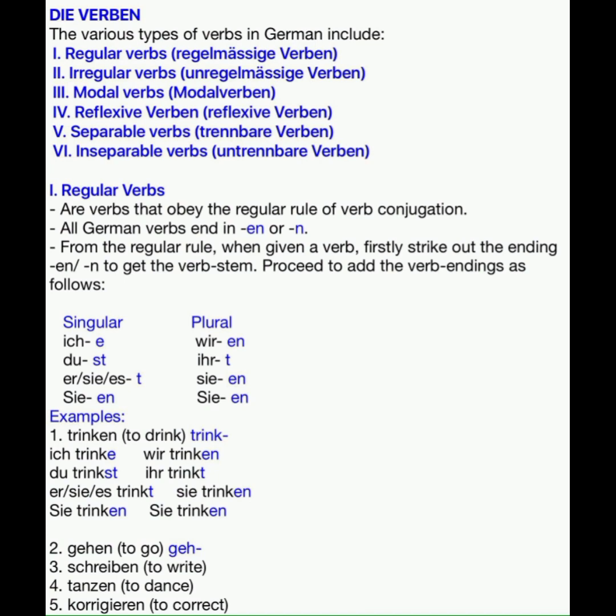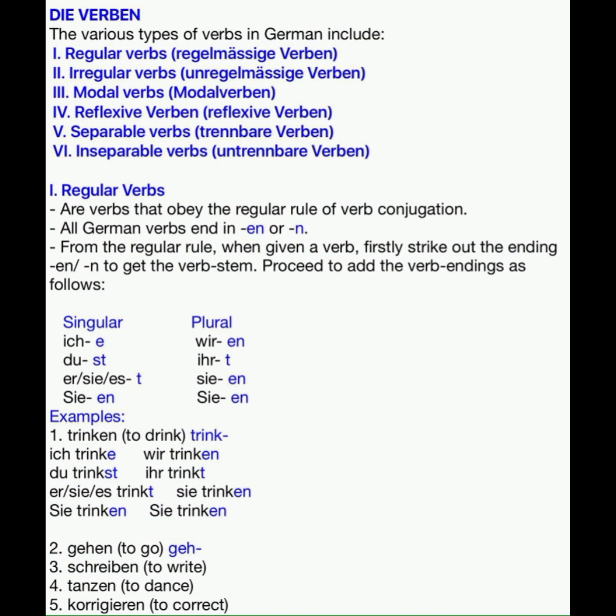That's the first thing. Remember, German verbs end in en or n. When given a verb, the first thing I'm supposed to do is remove the en or n ending to obtain the verb stem, okay? So after getting the verb stem is when I proceed to add the various endings as follows. We have a table with the singular side and the plural side. You have been given these personal pronouns and their respective verb endings, okay?